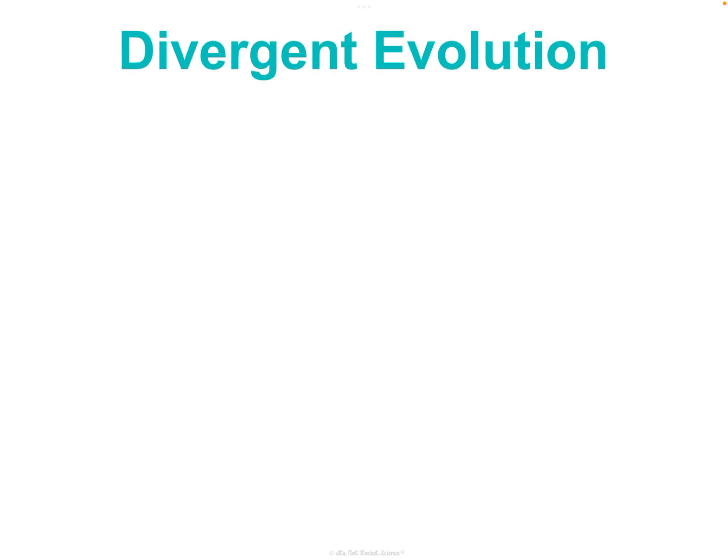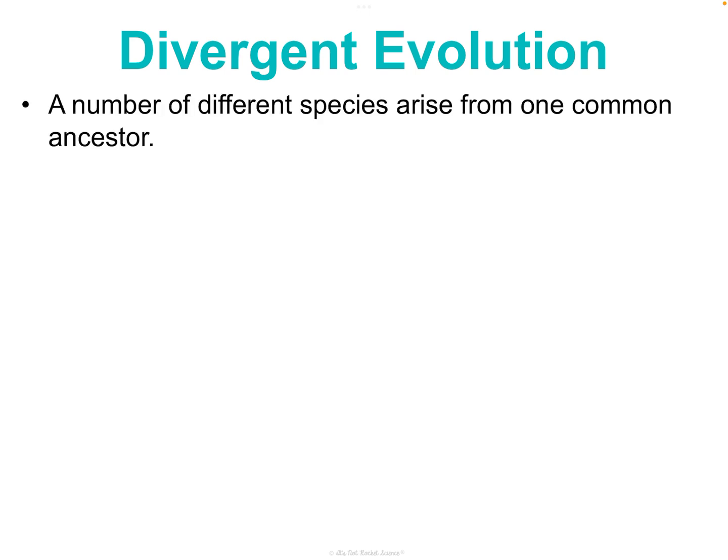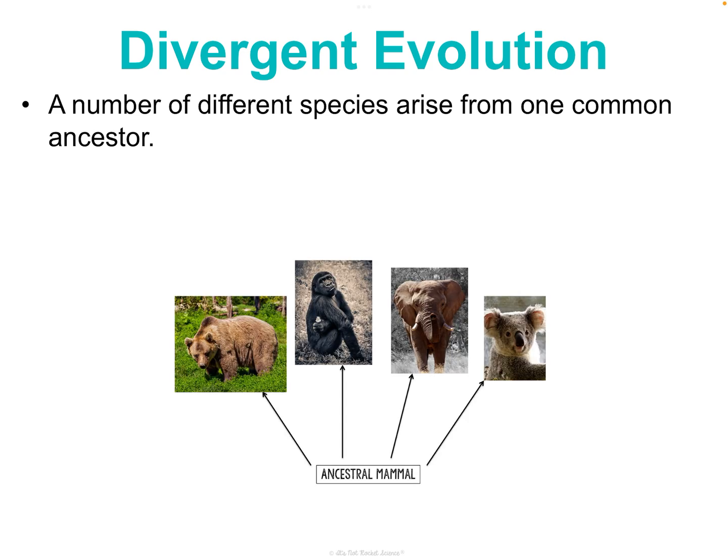All right, these last three are the most important. I think they're going to come up a lot while we are talking about evolution. So we're going to start with divergent evolution. And this is when a number of different species all come from one common ancestor. So looking at this picture, there is an ancestor between bears and apes and elephants and koala bears.